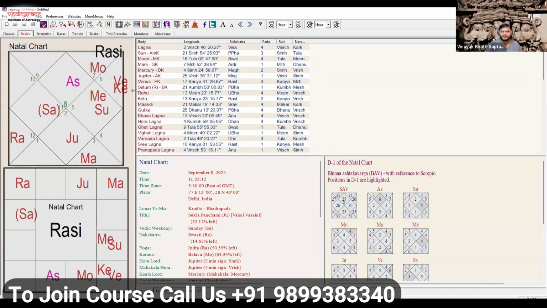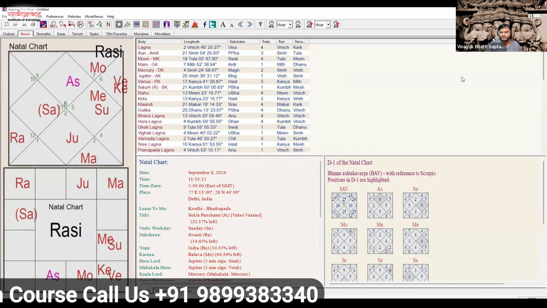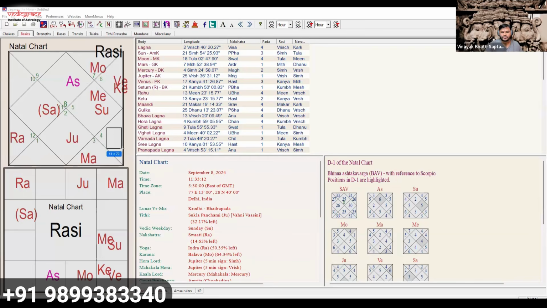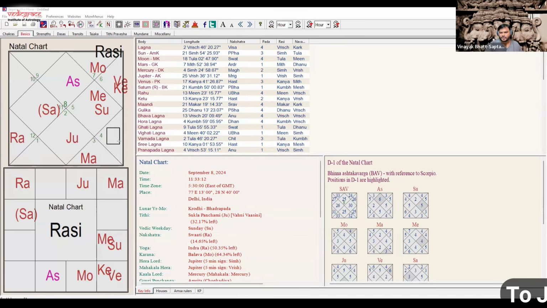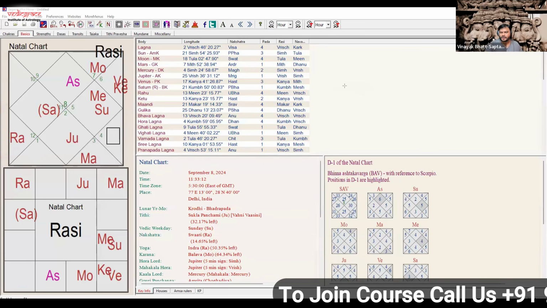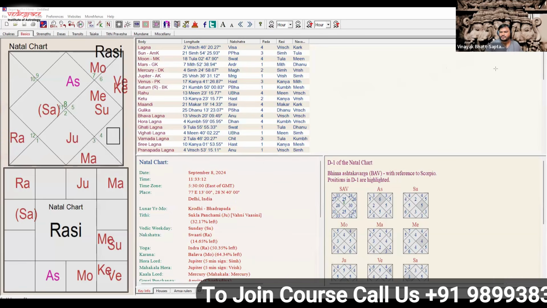So what I will do, I will see the 10th house from the moon. 10th house from the moon: 7, 8, 9, 10. This is the 10th house from the moon. Am I correct? If you count from the moon, this becomes the 10th house. Now in the 10th house, you see no planet is there, but Rahu is aspecting it. It means some blemish is there.